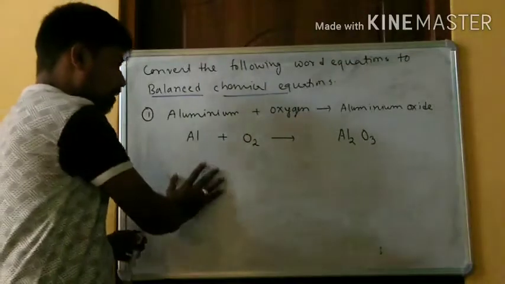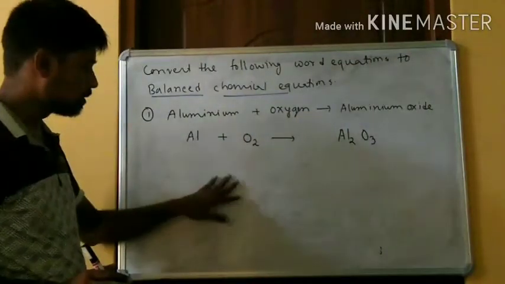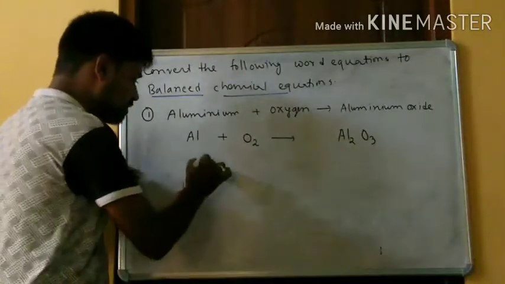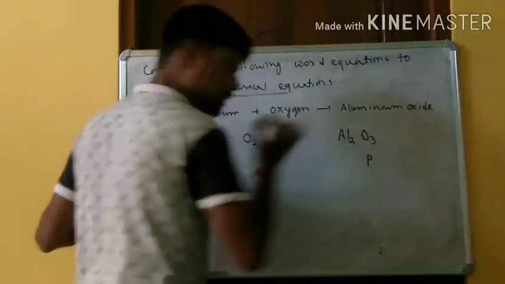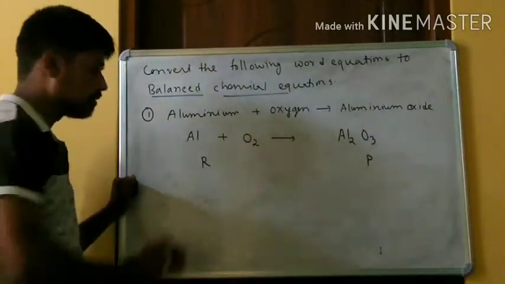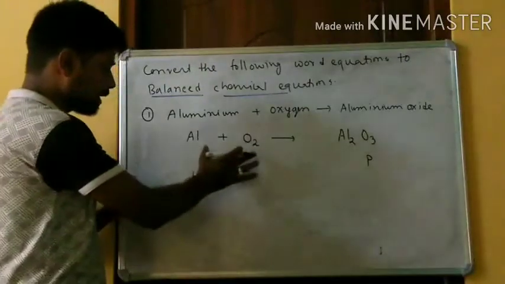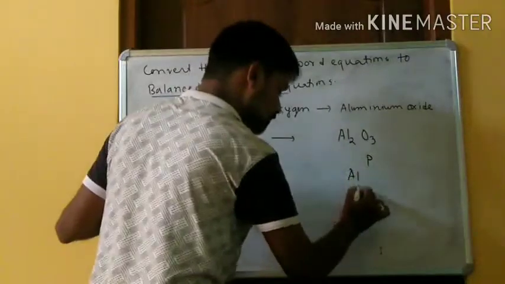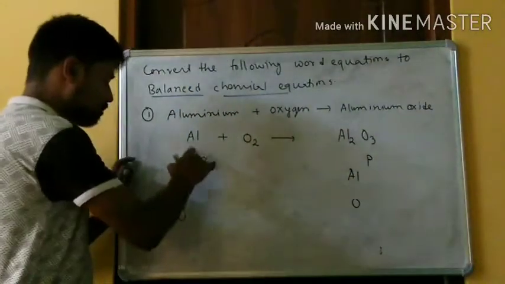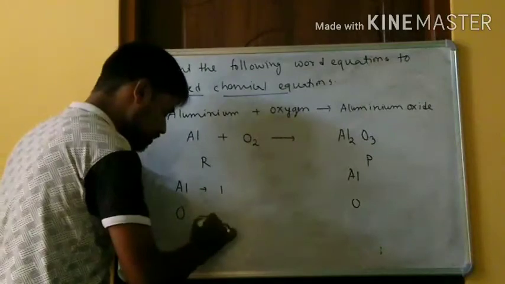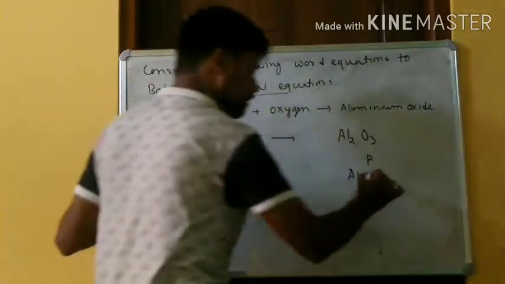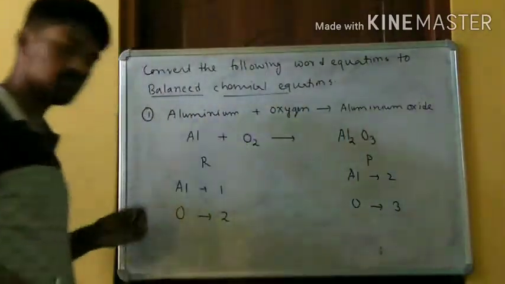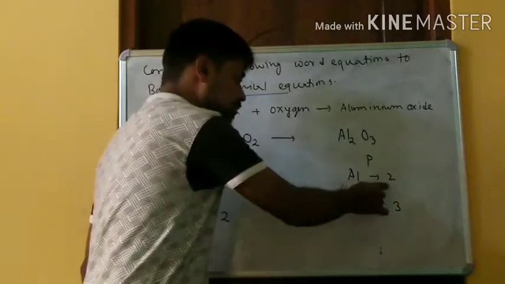I'll solve this one. After that, you have to solve. See, this is the reactant side and this is the product side. There are different kinds of atoms present in the reactant, which are aluminium and oxygen. Here also aluminium and oxygen. The number of aluminium in this case is 1. The number of oxygen in this case is 2. Here aluminium is 2, oxygen is 3.